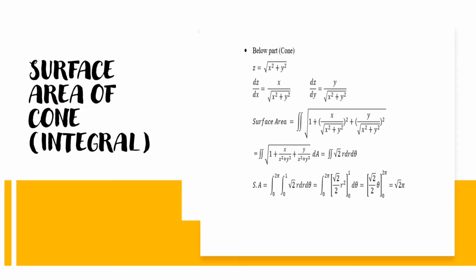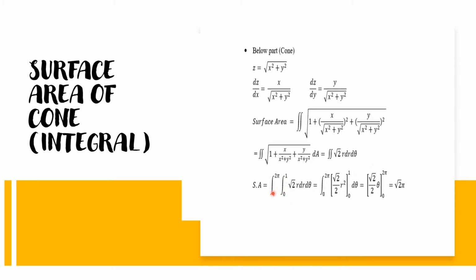The next one is the surface area of the cone. I got the equation z equals square root of x squared plus y squared. We differentiate it in terms of x and y, you get this. For the surface area, using the formula square root of 1 plus dz/dx squared plus dz/dy squared, we got this full equation. And then we cancel it out. This is equal to square root 2 r dr d theta.